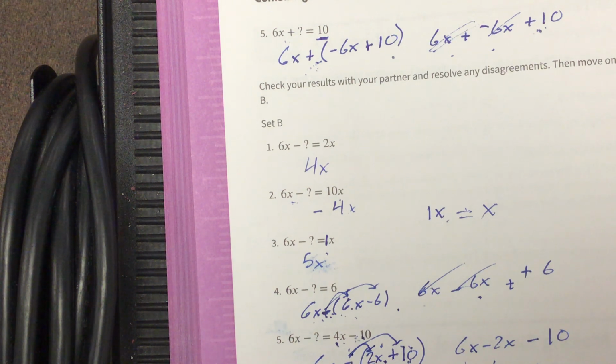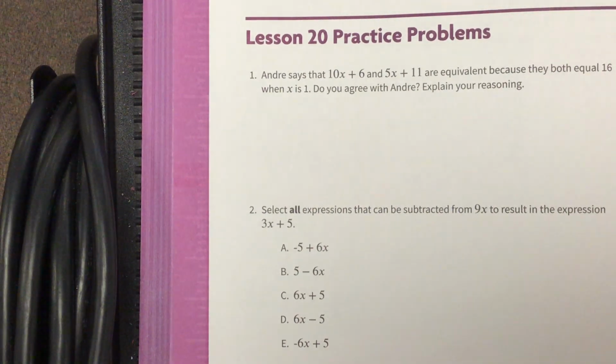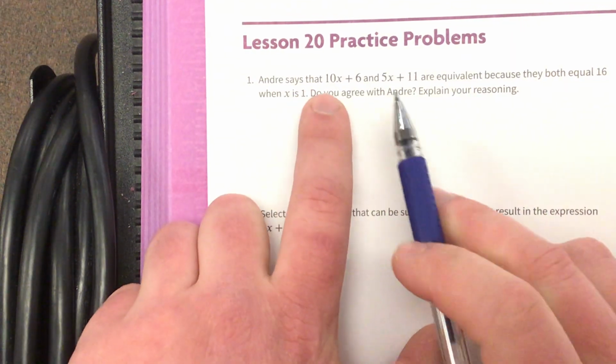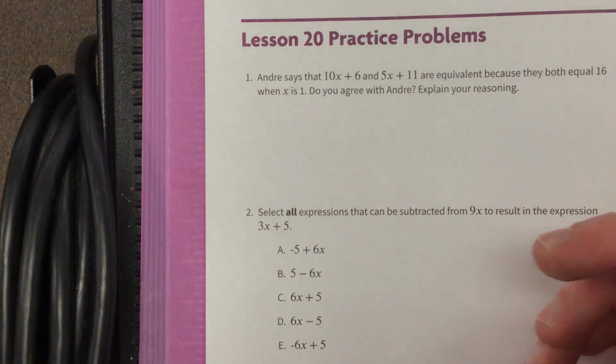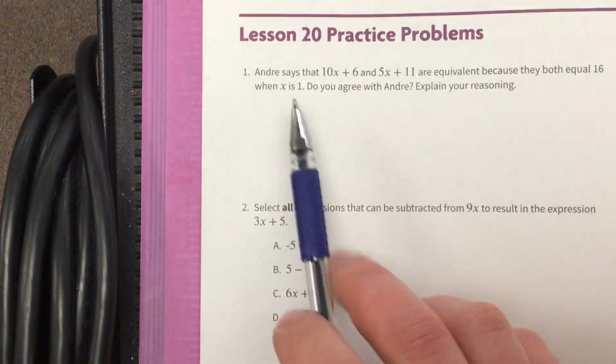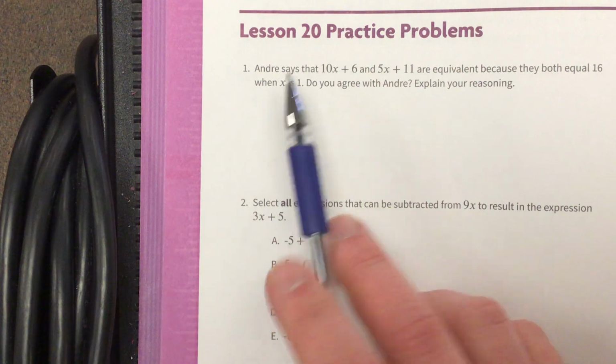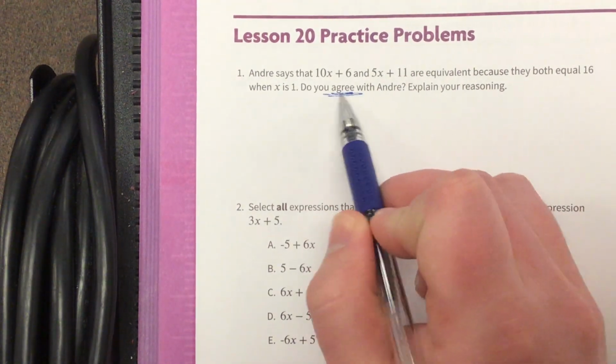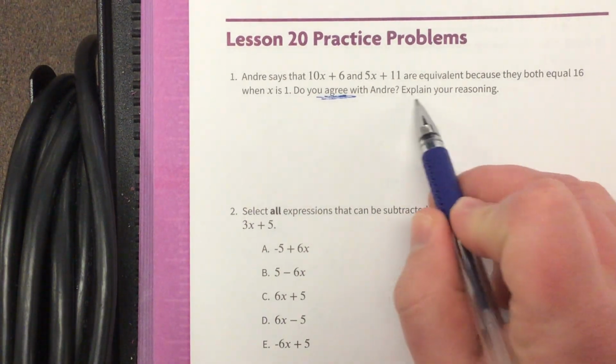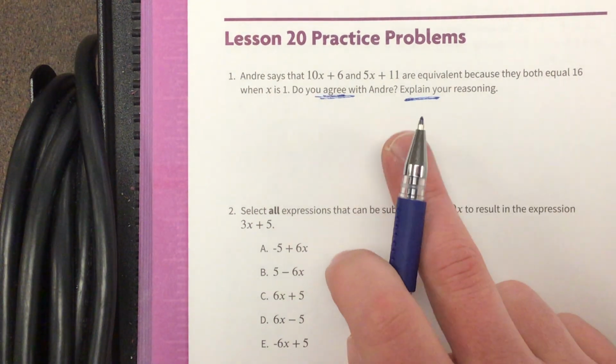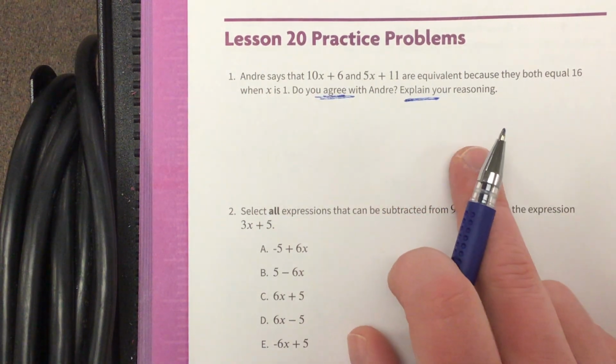Negatives are just a little tougher. All right, so let's set up the homework quick. We just have a couple minutes left. Number 1 says Andre has 10x plus 6 and 5x plus 1 are equivalent because they both equal 16 when x is 1. Tell me if you agree with that, yes or no, and then explain why. So yes or no, that makes sense, and tell me why.